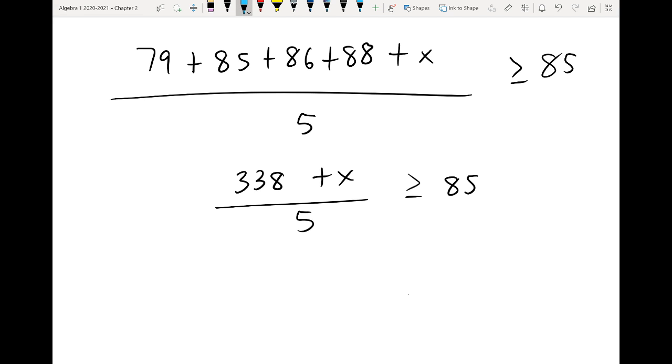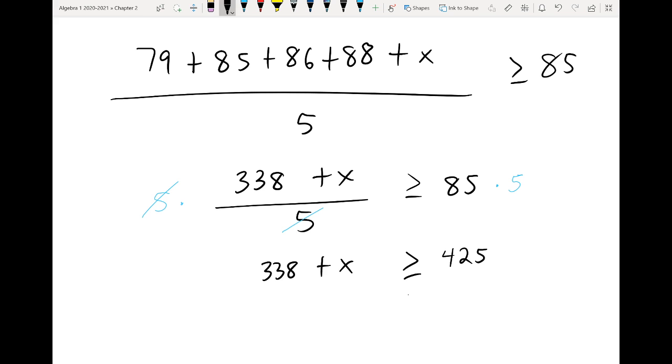How do we get the x by itself? Well, the first thing we have to do is multiply by 5 so we can clear the denominator on the left. And if we do that on the left, then we have to do it on the right. So I have 338 plus x greater than or equal to whatever 85 times 5 is, which in this case is 425. And I'm very confident you can do 85 times 5 on the side.